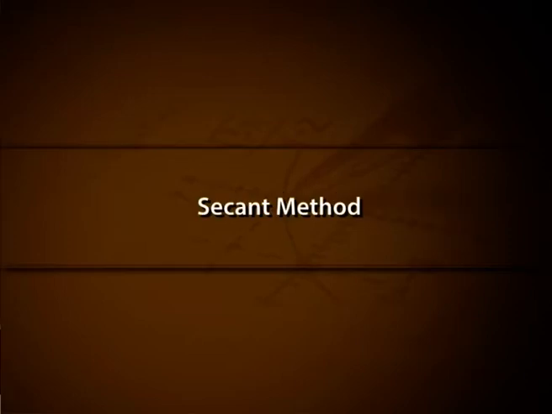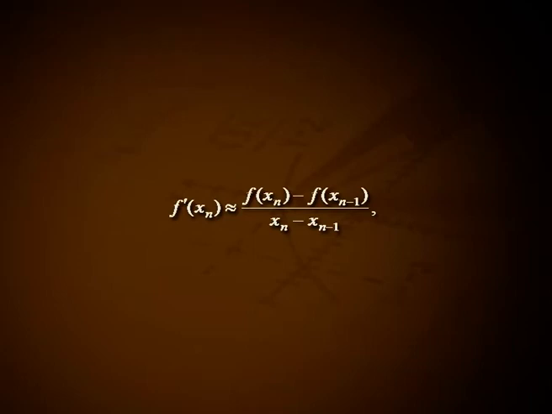Secant method. We have seen that Newton-Raphson method requires the evaluation of derivatives of the function, and this is not always possible, particularly in the case of functions arising in practical problems. In the secant method, the derivative at xn is approximated by the formula f dash of xn equals f of xn minus f of x(n-1) by xn minus x(n-1), which can be written as fn dash equals fn minus f(n-1) by xn minus x(n-1), where fn equals f of xn.